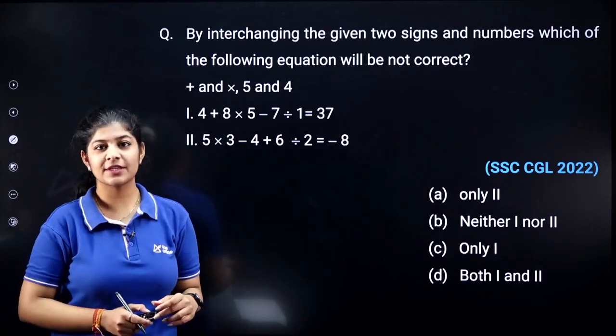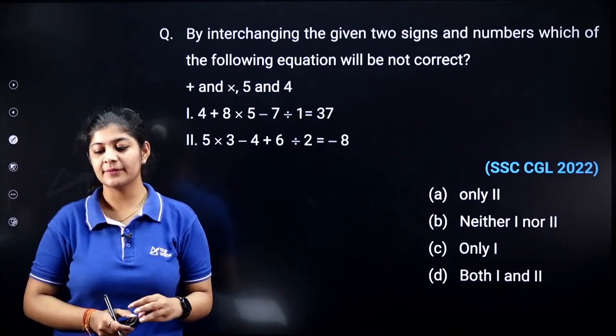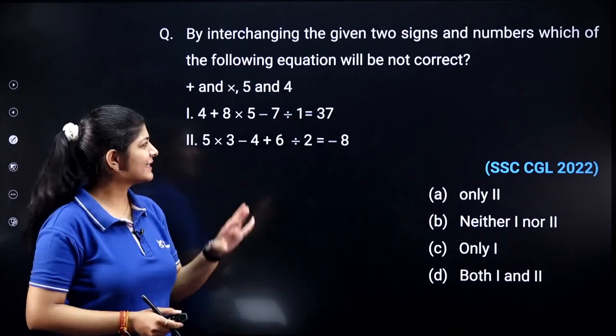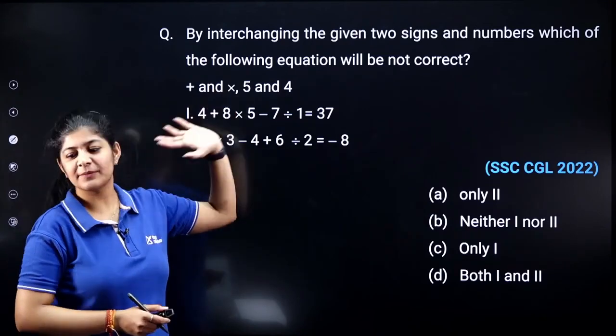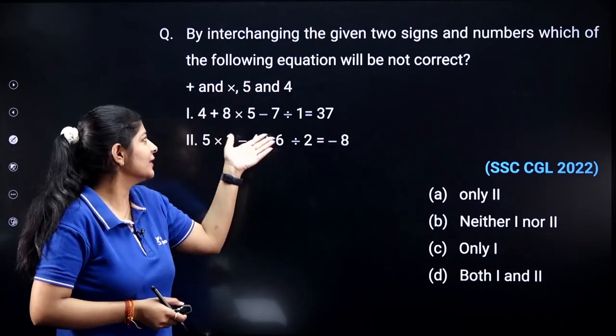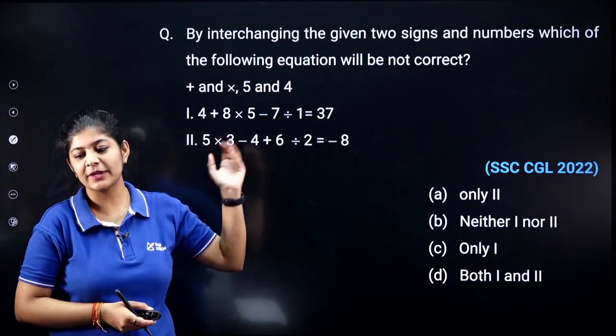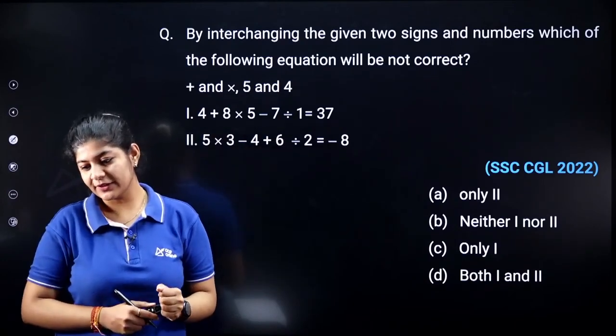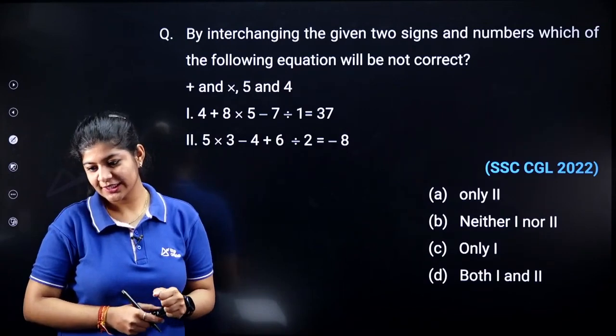Anyone else in the comment section, what is the correct answer you are getting? Just simply interchange the signs and the numbers, and after that do the simple mathematical calculation and you will get your answer.